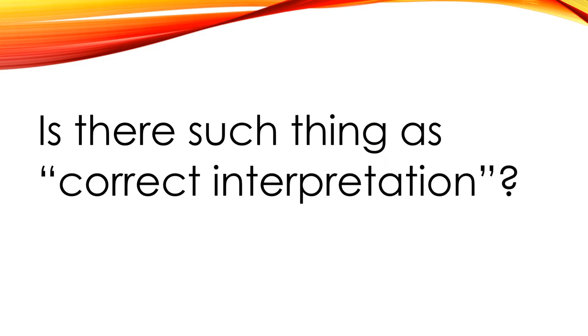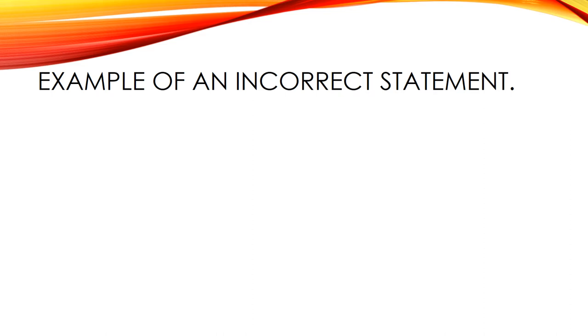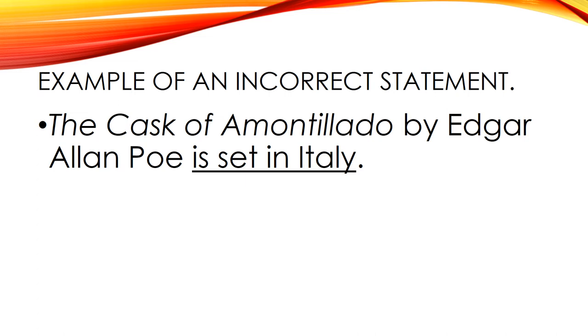Another question among students would be, is there such thing as correct interpretation? How do we answer that? I would say that it depends, okay? Now let's take a look at this. It's an example of an incorrect statement. The short story of Edgar Allan Poe, The Cask of Amontillado, is set in Italy.